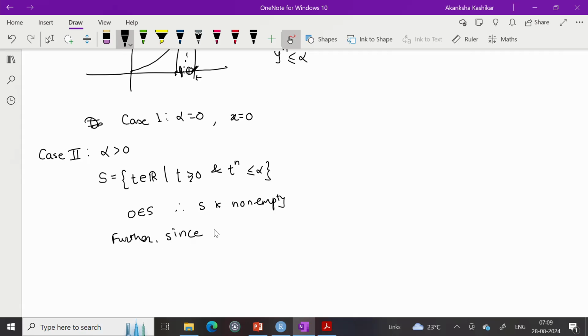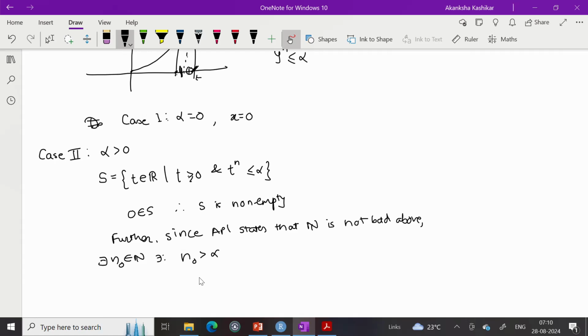Further, since the Archimedean property states that the set of natural numbers is not bounded above, there exists some n naught in N such that n naught is greater than alpha. Okay, I can always find a natural number n naught such that it is strictly greater than alpha.